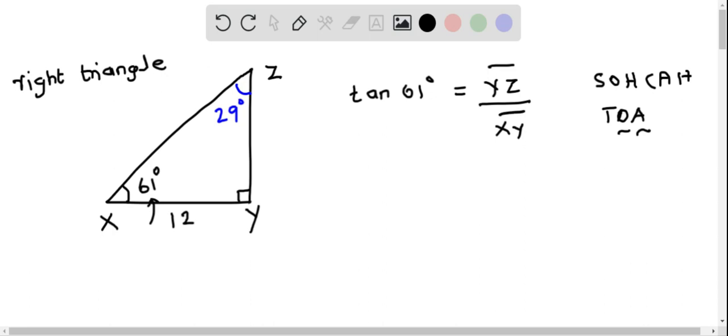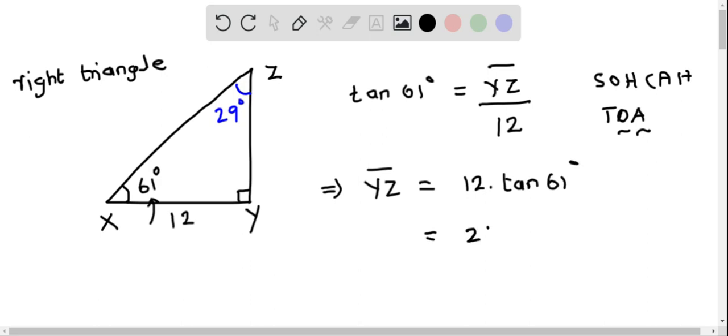Now we substitute XY. The side length XY equals 12. So I can replace this with 12. Now we have to solve for YZ. We multiply both sides by 12. This gives us the side length YZ. So therefore the side length YZ equals 12 times tangent of 61 degrees. We plug this into the calculator, and when we do that, we get approximately 21.6. So let me mark this as the side length for YZ. So now this is 21.6.